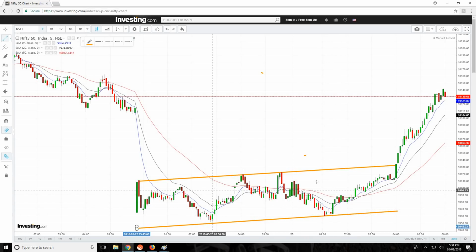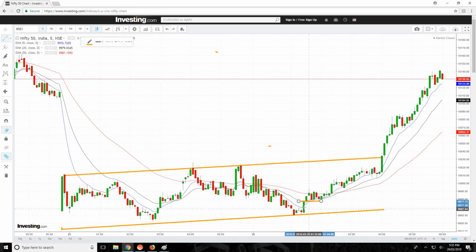I even made this chart and sent it in a couple of groups, where I informed people that if it takes support here, and Nifty starts to move up, we can enter long in this area, this region. And that's exactly what happened. Nifty came down, it started to take support exactly at this level, and it gave us this nice green candle here.